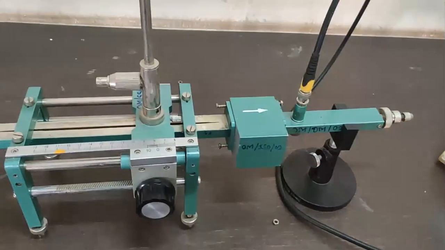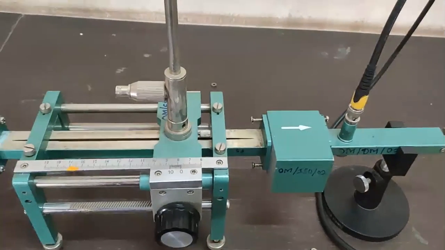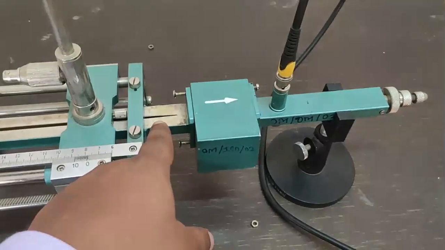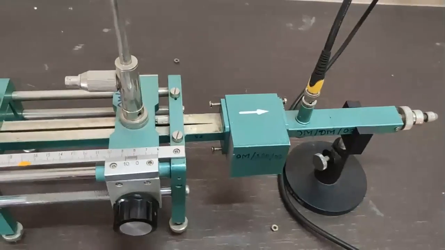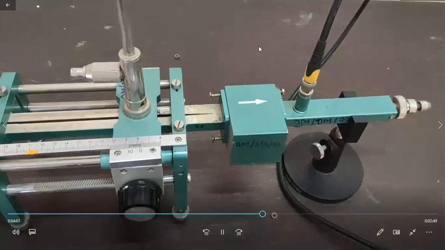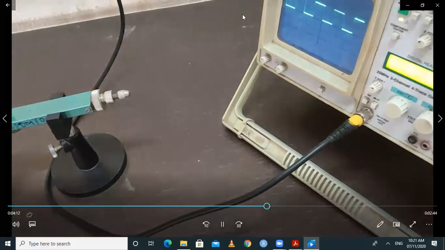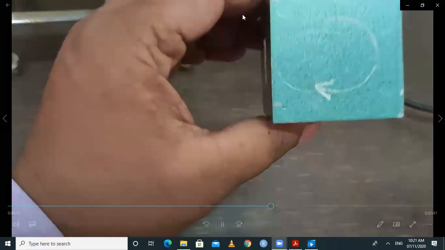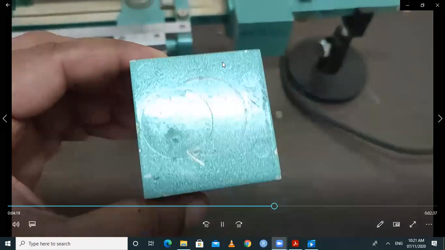For finding V21, you have to connect this isolator in reverse order. Reverse order means the arrow that was connected to the slotted section, you reverse this order of the isolator so that you can find V21. The same experiment you can perform on a circulator also. Here this is the circulator, and the circular mark present over here indicates the ports.